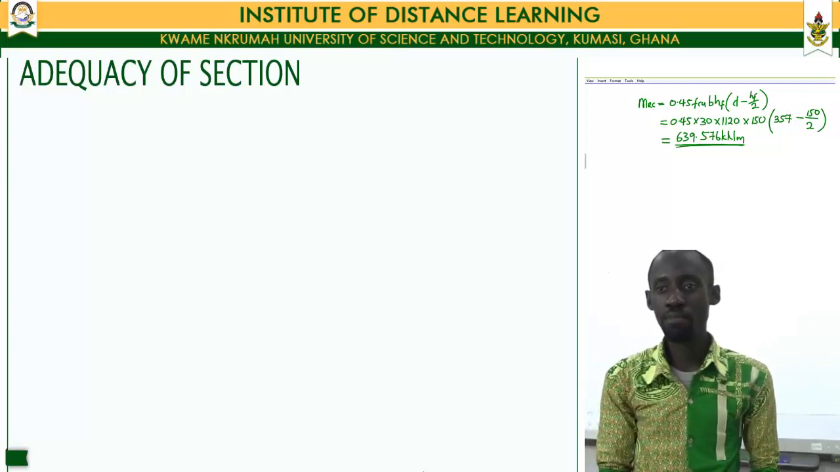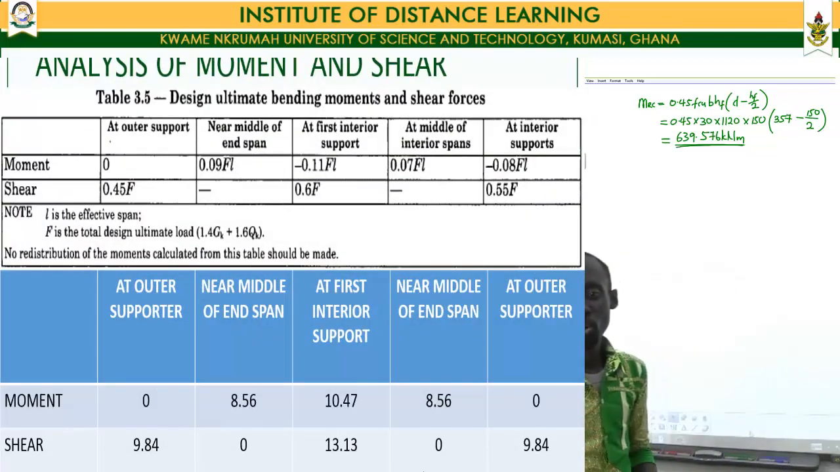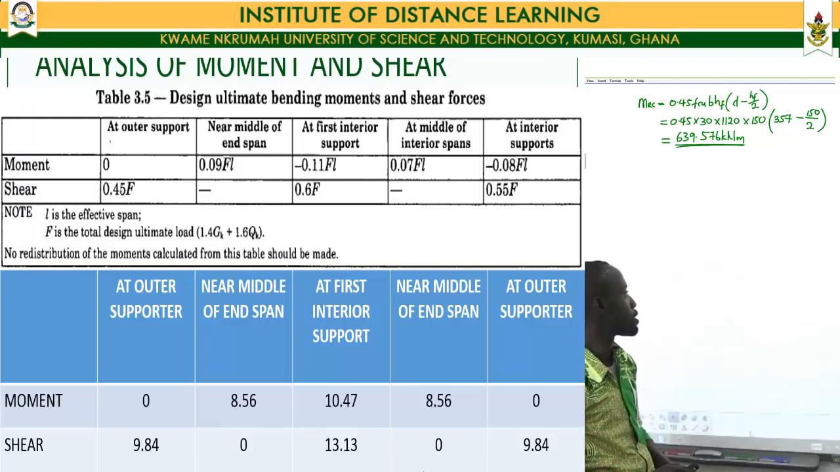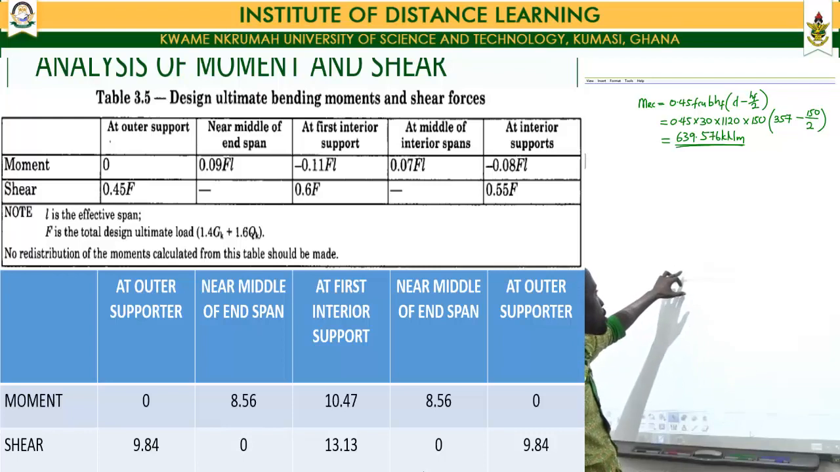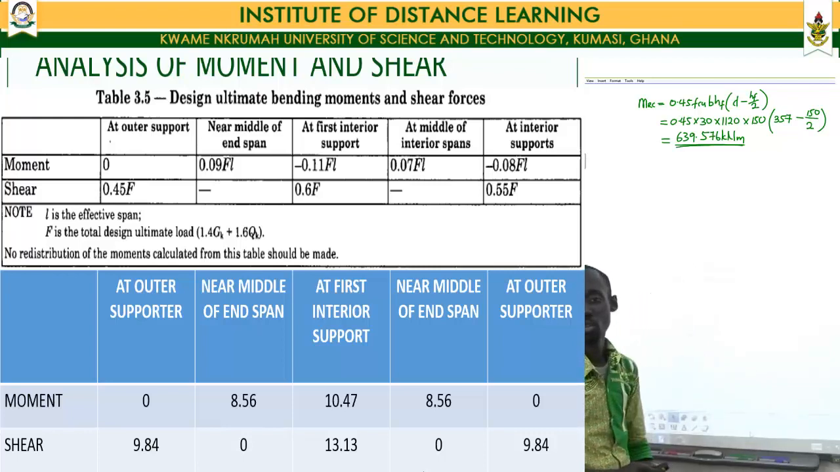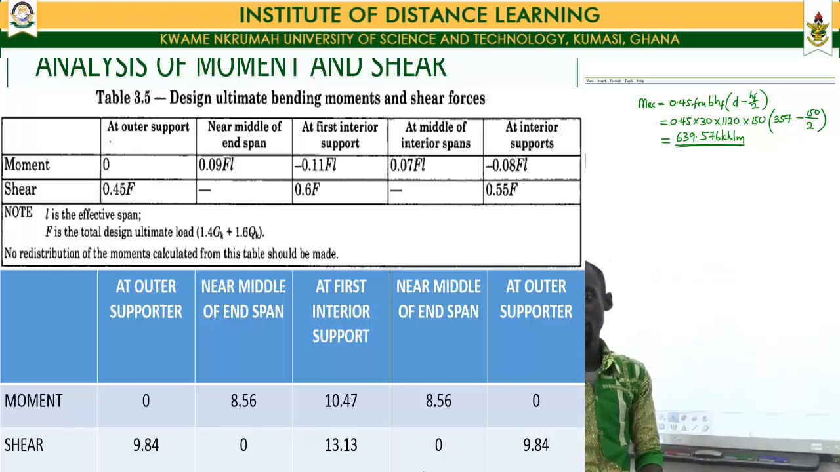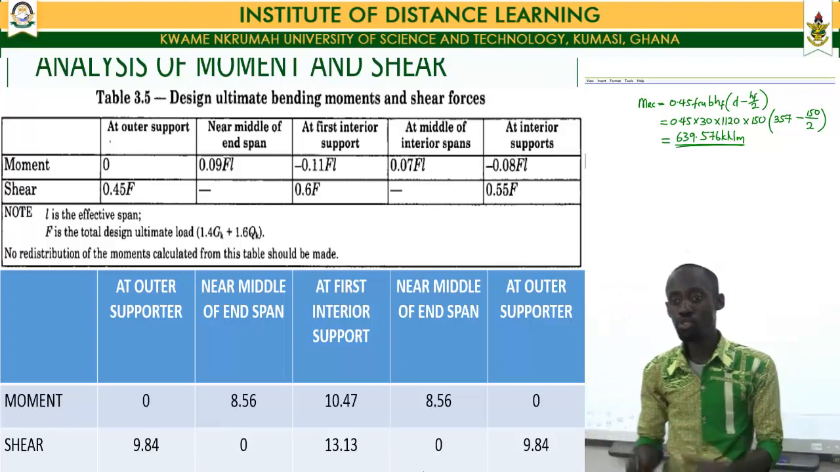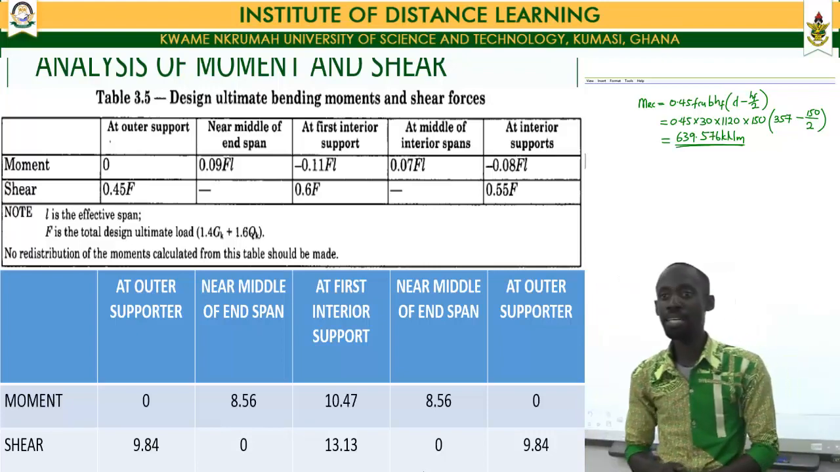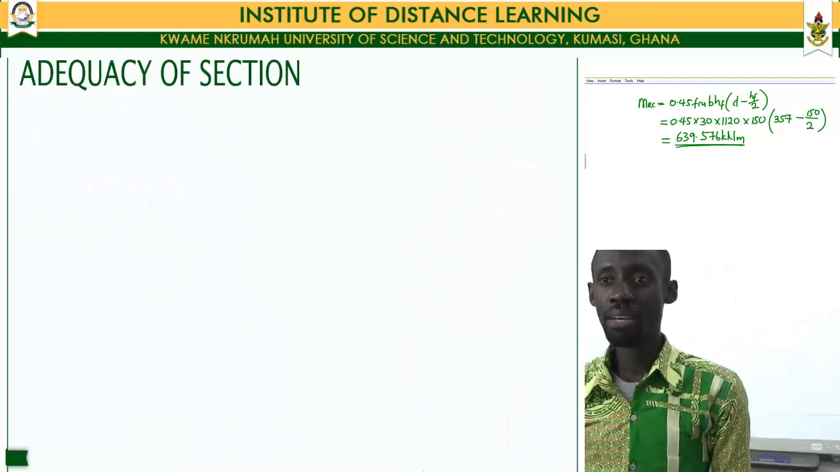Accordingly. Now, from our previous slide, we realized that our maximum moment had a value of 10.47 kilonewton meters, whereas our moment of resistance has a value of 639.576 kilonewton meters. Comparing the two, we realize that our moment of resistance far surpasses the applied moment, in which case we can say that our neutral axis lies within our flange, and so we can move ahead and design our section as a rectangular section.